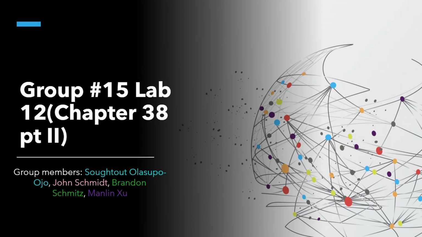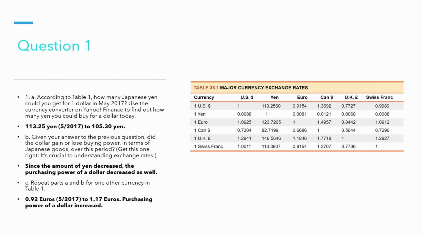Parts in question one are related to the table in the PowerPoint. Part A, we're asked how much Japanese yen we can get for $1 in May 2017, and to compare that to how much we can get now. In May 2017, you can use a dollar to get around 113 yen, while right now you can purchase only 105 yen with $1.